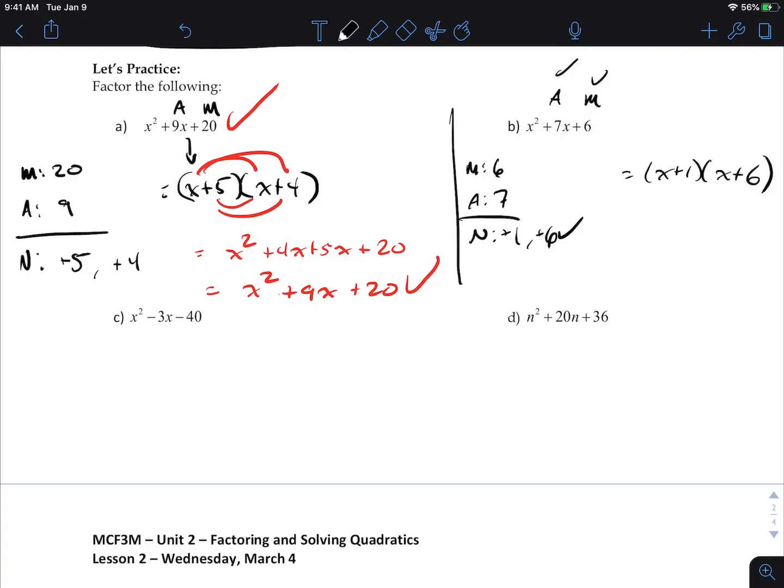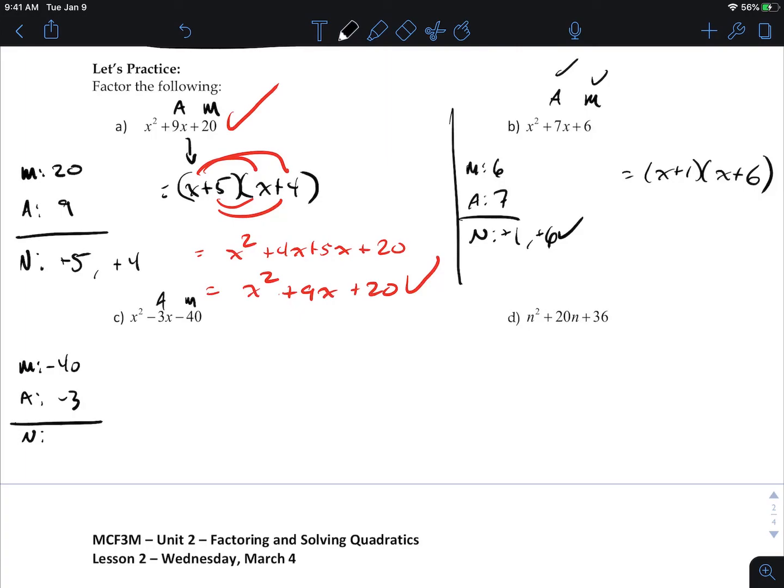Okay, next one might require a little bit more thinking, depending on how well you know your multiplication tables. Also there's some negatives in there now, so that throws a wrench in it, right? I need two numbers to multiply to negative 40 and add to negative 3. Yes, Hector? Do you want us to answer it? You can, yeah.